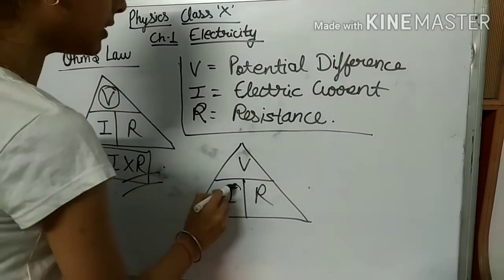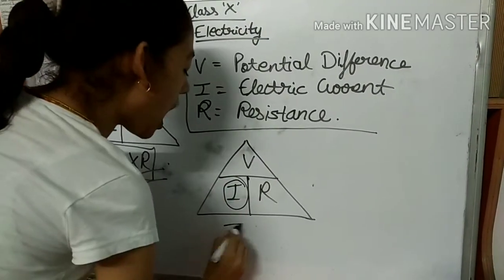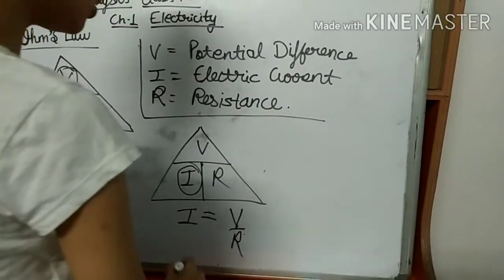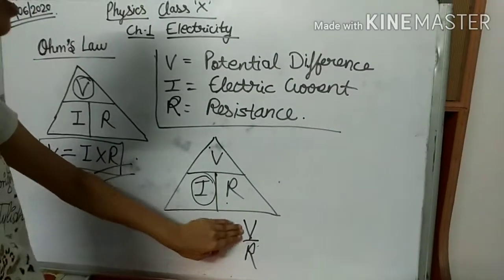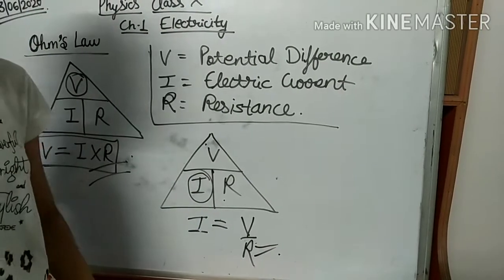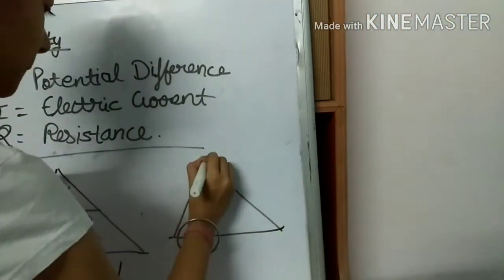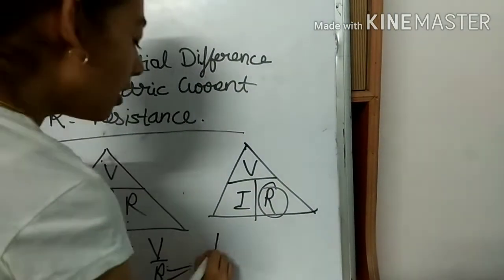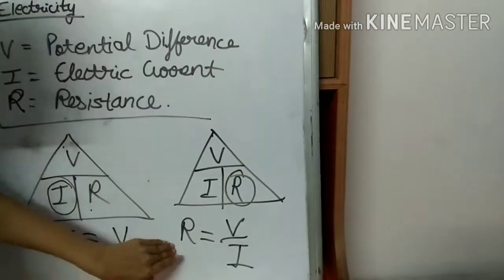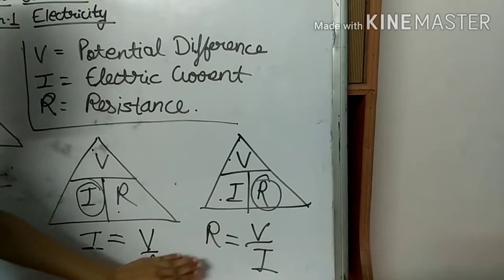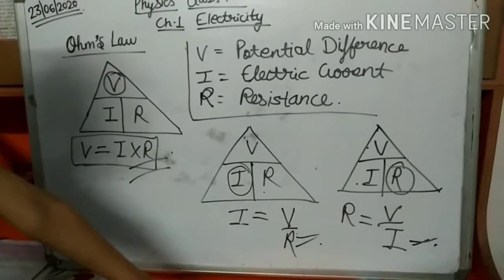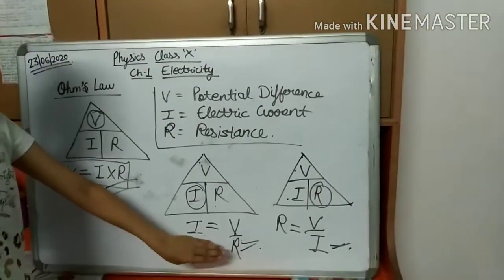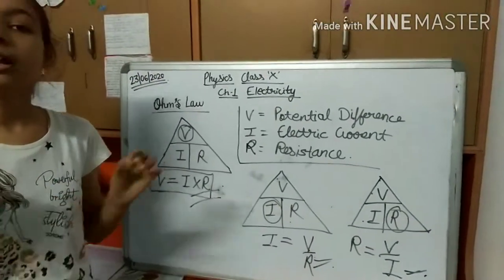Now suppose we have to find the current. How will we do it? We have to find current, I equals V upon R. Right? I equals V upon R. We will divide potential difference by resistance, so we get our current. Now the third thing is resistance. If you have to find the resistance, how will you find it? Resistance equals V upon I. So we divide potential difference by current, and here we will find our resistance. So these are the three formulas through which we can solve our numericals easily: V equals I into R, I equals V upon R, and R equals V upon I. Through this, you can remember the formula easily.